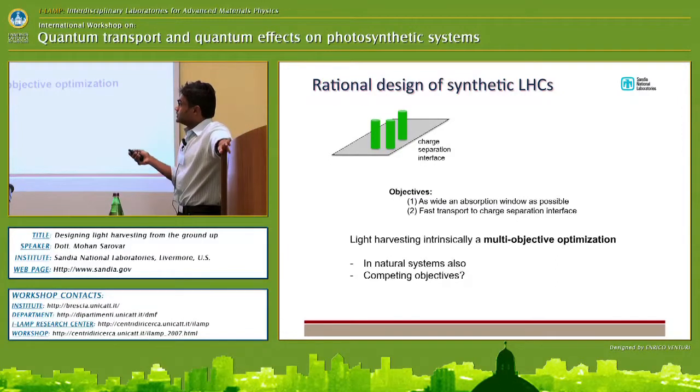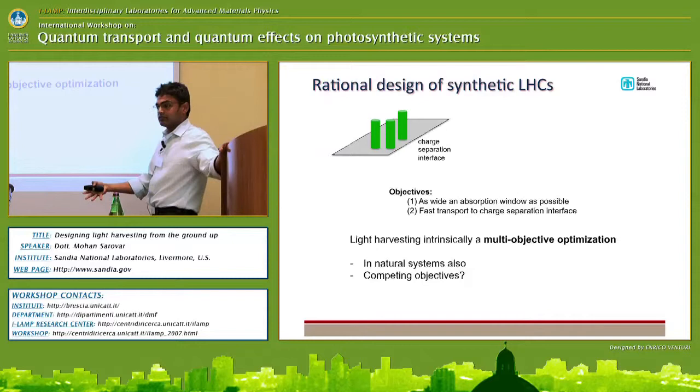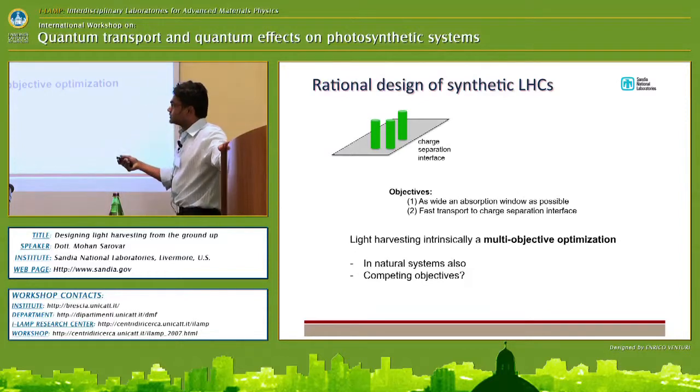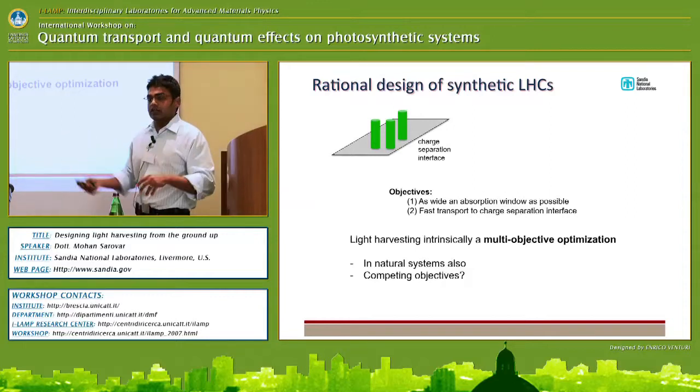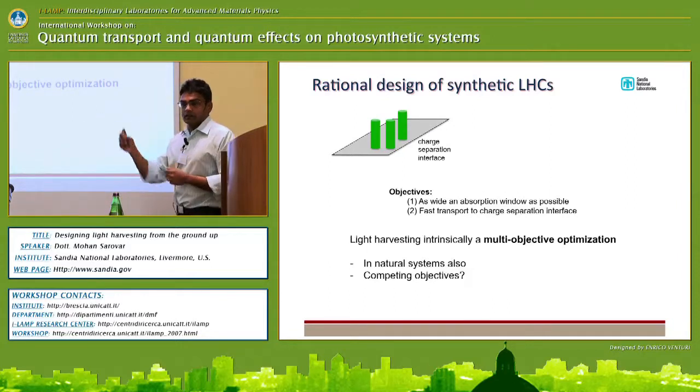Right? You want fast transport to the charge separation interface. This is akin to these natural systems where you want to collect as much of the photons or the resulting photoexcitations as possible. But you would also want a wide absorption window, right? You want to collect as much of the light that's impinging on your system. You don't want to be just collecting light at 500 nanometers and that's it.